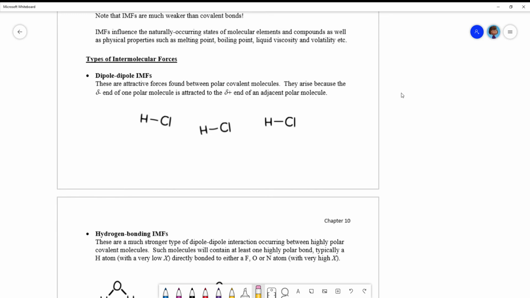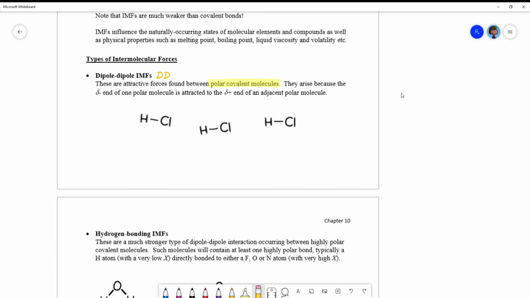And the first type are called dipole-dipole intermolecular forces, which sometimes I'm just going to abbreviate with DD for dipole-dipole. And as it turns out, these are the attractive intermolecular forces that are found between polar covalent molecules. So if we've decided that we're dealing with a polar substance, dipole-dipole intermolecular forces are what we're going to find holding those molecules together.